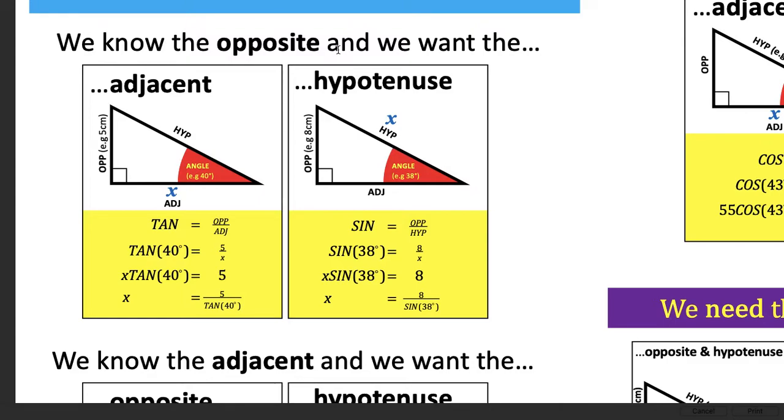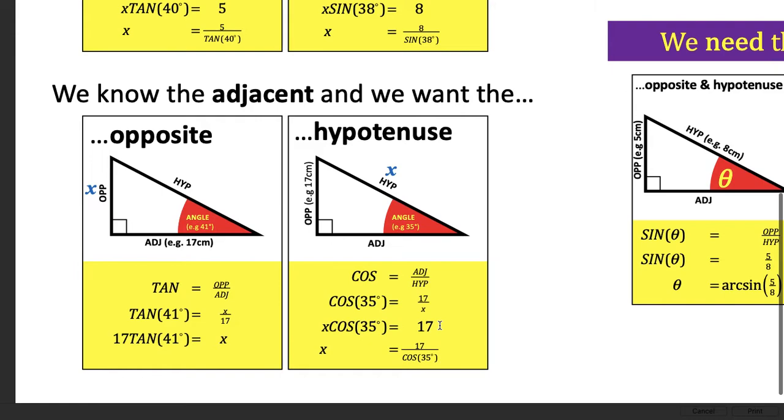Next one, you know the opposite and you want the hypotenuse. So the thing that involves opposite and hypotenuse is sine. Sine equals opposite over hypotenuse. Put in all the numbers we know. So sine of the angle, 38, equals the opposite, which is 8 in this case, divided by x. So again, we've got the problem of the x being at the bottom, so we've got an extra stage of working. Multiply both sides by x to get rid of the fraction. So you get x sine 38 equals 8, and then divide by the sine 38 to get x on its own. X equals 8 divided by sine 38, which you can work out on your calculator.